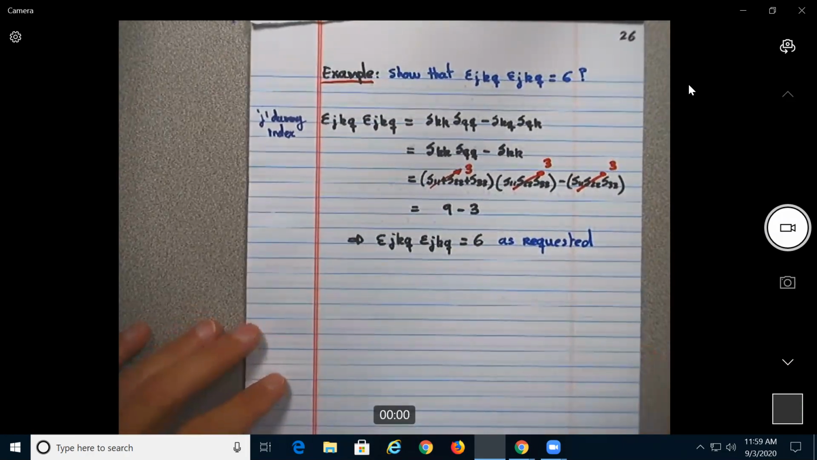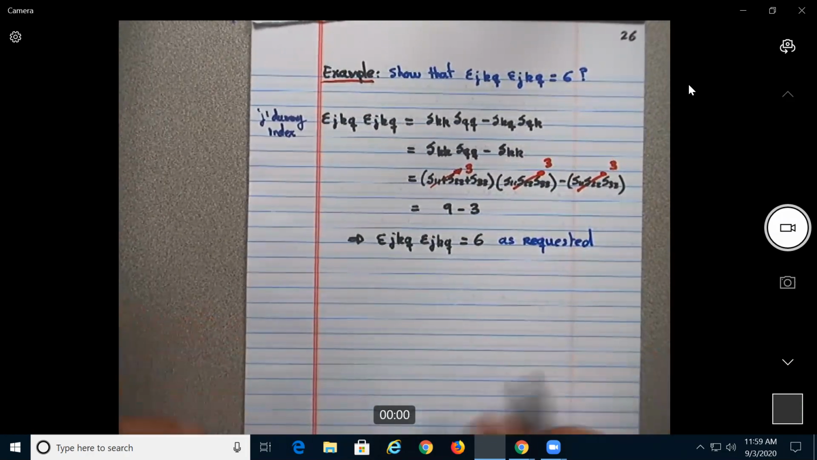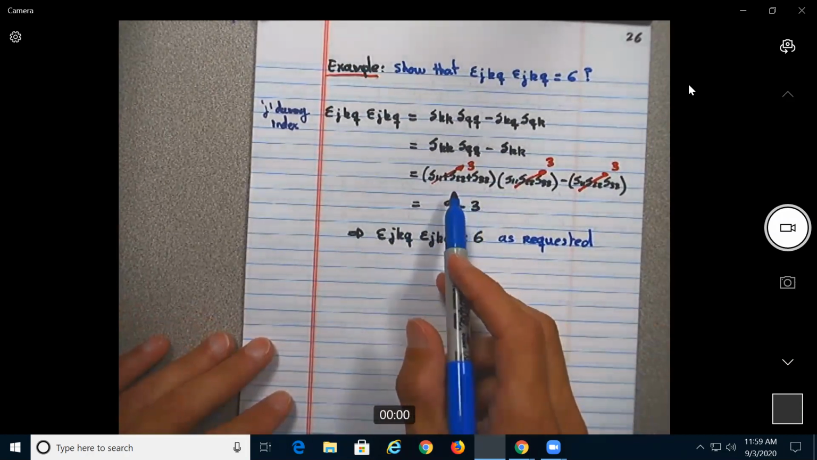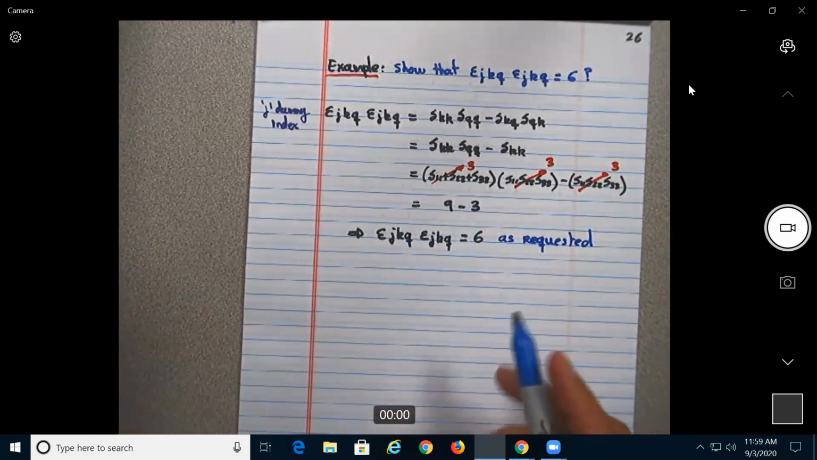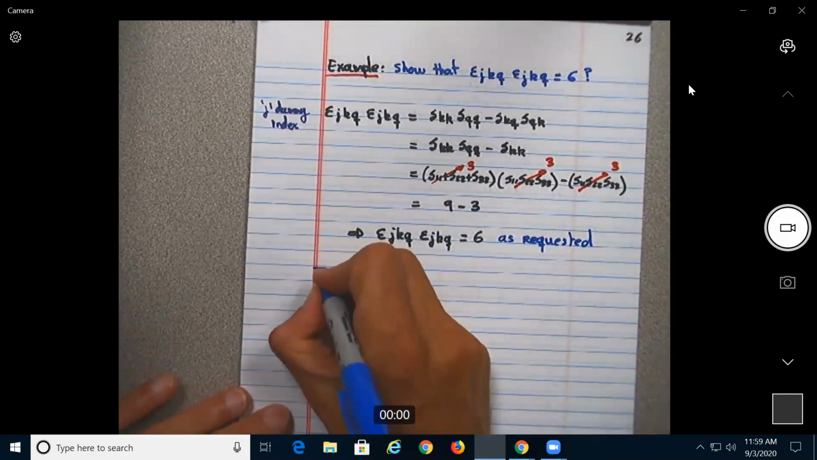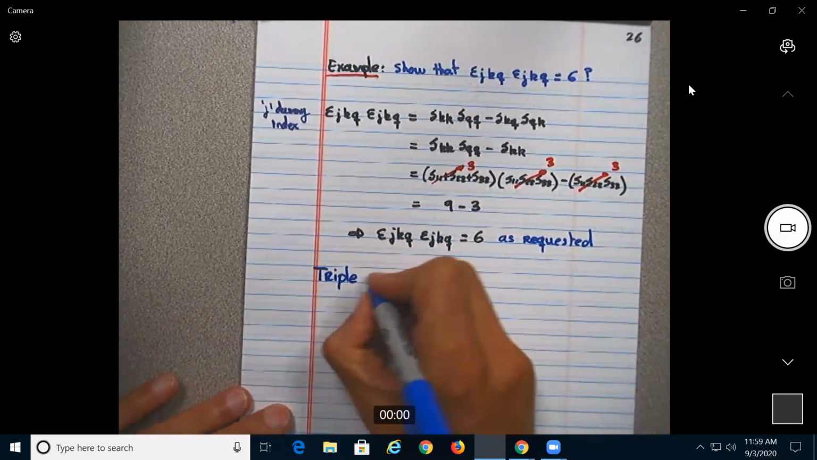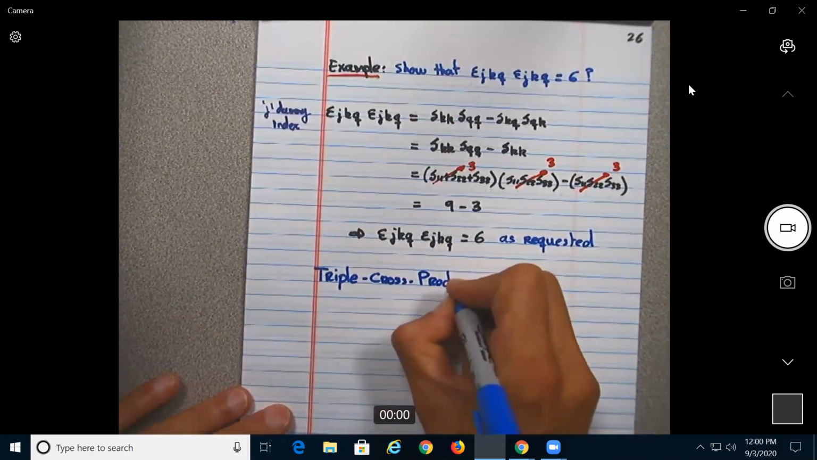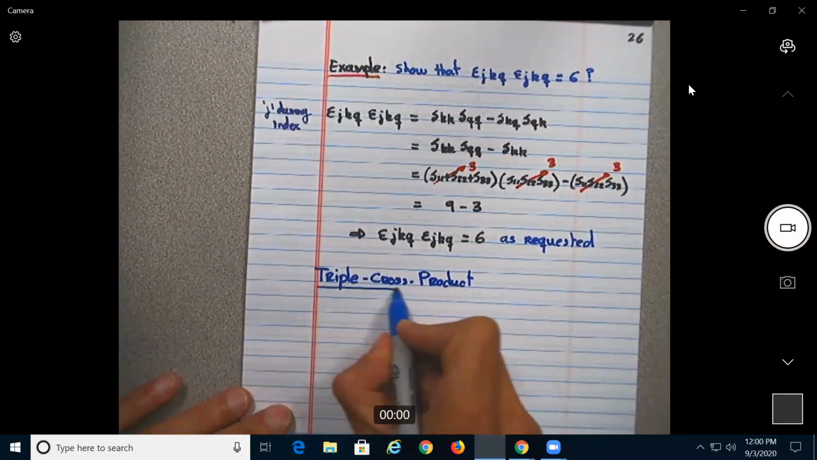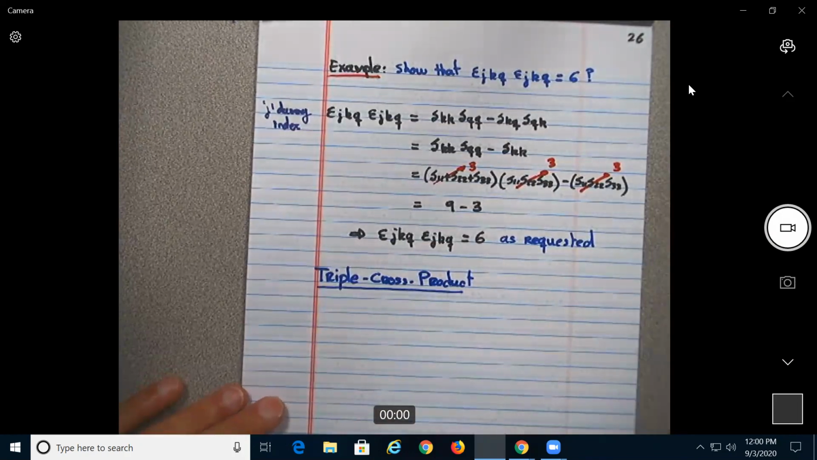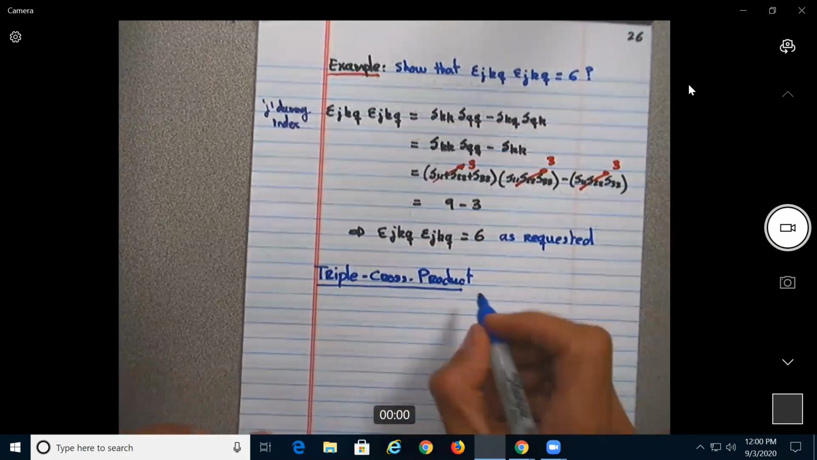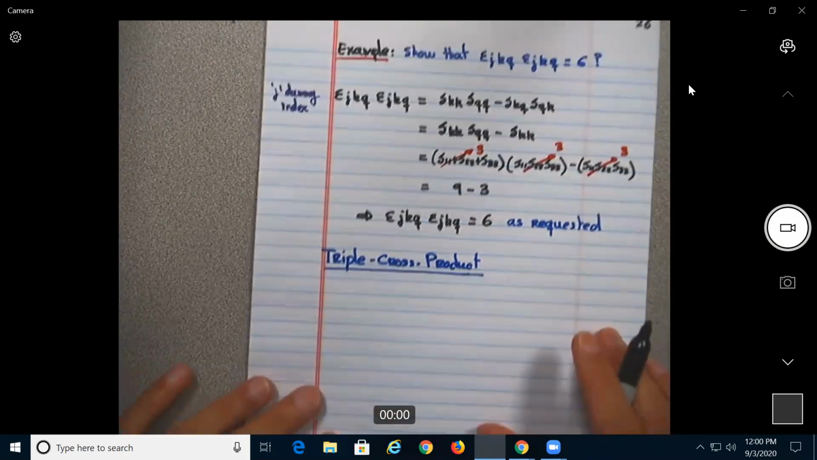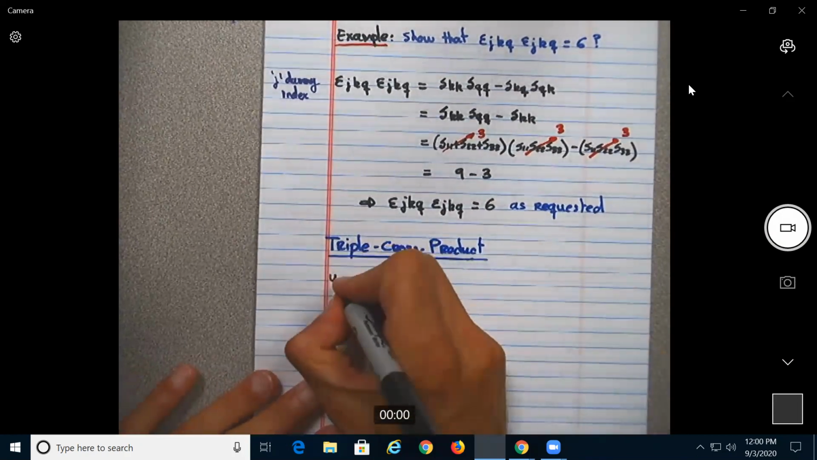All right. So I know we already did it, we already talked about it, but we're just going to look at it again with this new notation, with the epsilon Kronecker operator. We're going to look at the triple cross product. I know we already looked at it, but it's going to change a bit now with this notation. Just one additional line.